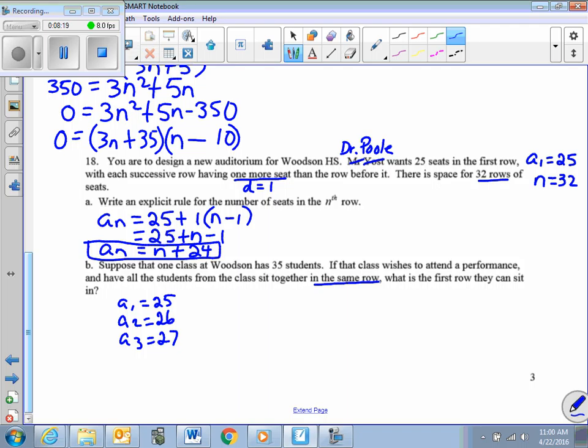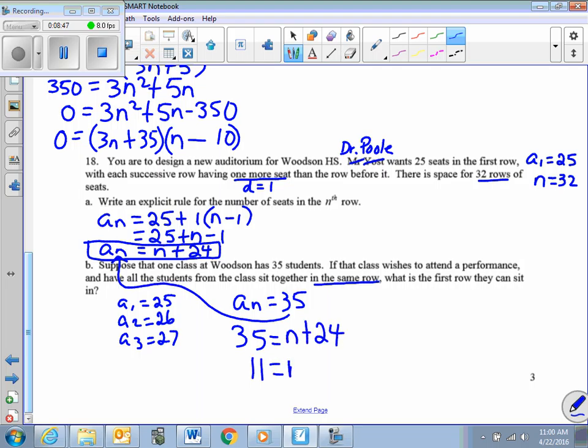So without having to go through there and find the number in each row, I know that A sub n is 35, right? A sub n is 35. All I got to do is plug that 35 in right there. So 35 equals n plus 24. Therefore, 35 minus 24 is n. So that tells me I got to go up to the 11th row before I'll have enough seats for that class to all sit together.